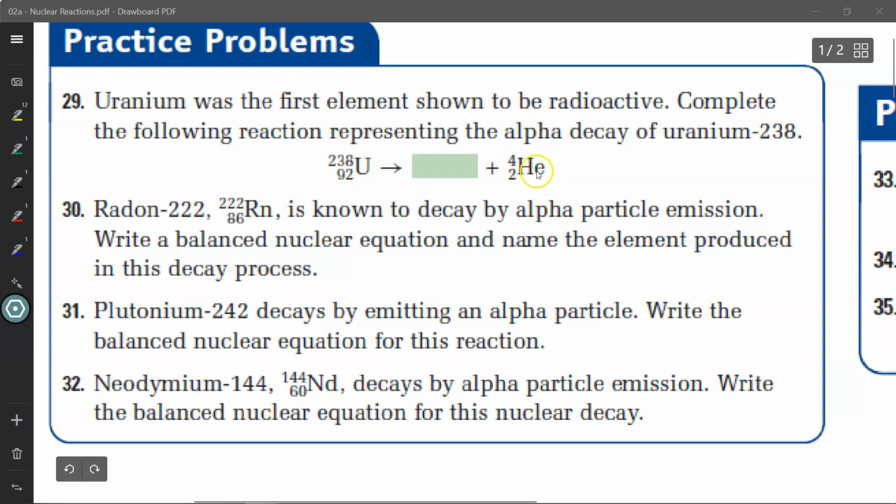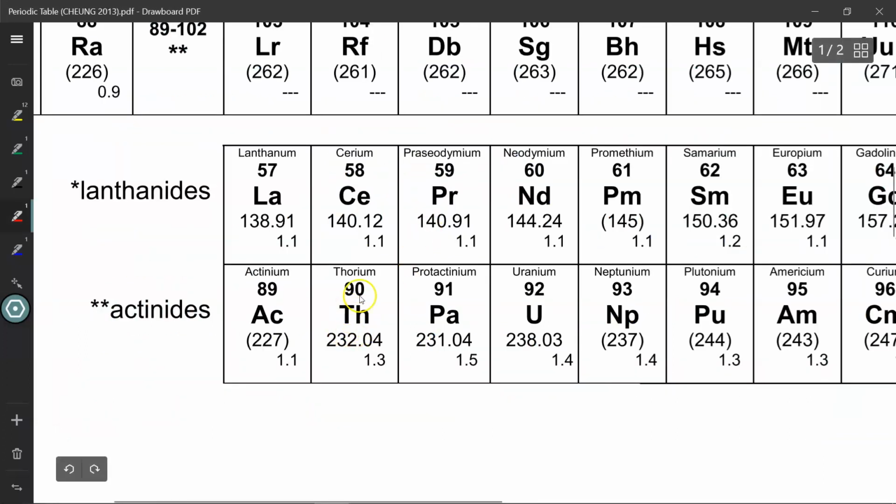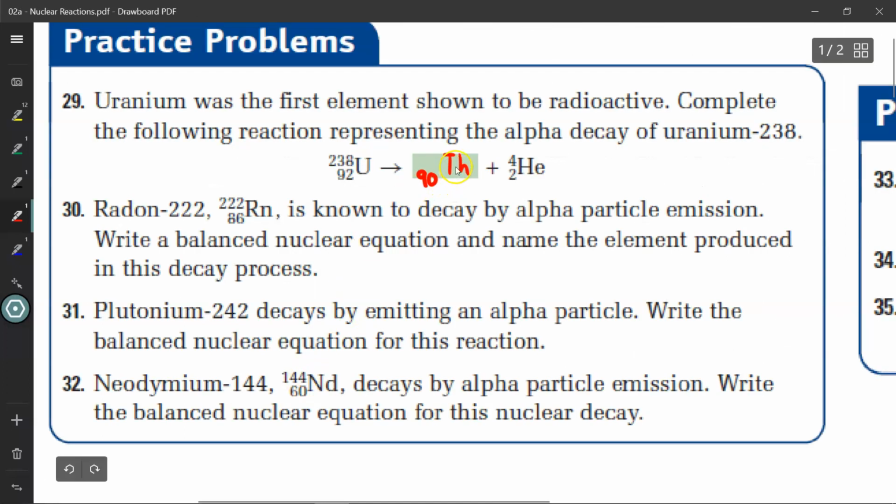When it undergoes alpha decay, what element does it turn into? So press pause. When you're ready, press play, and we'll take up the answer together. Alright, so the atomic numbers must balance on both sides. We have a 92 on this side and a 2 on this side, so the missing number must be 90. Looking at the periodic table, we see that thorium is element 90, so we write the symbol Th.